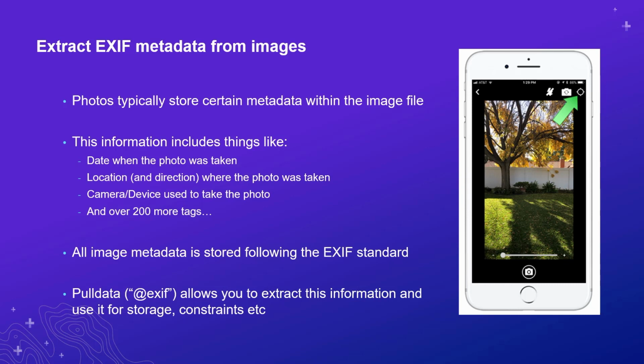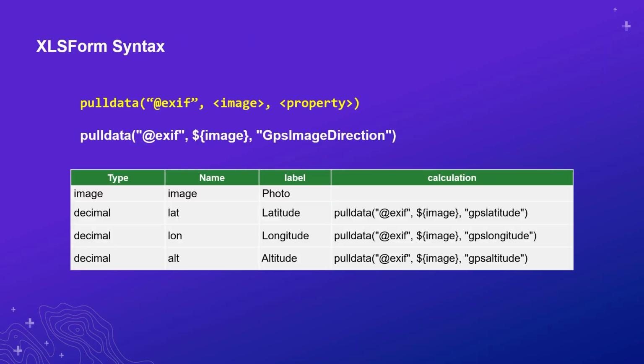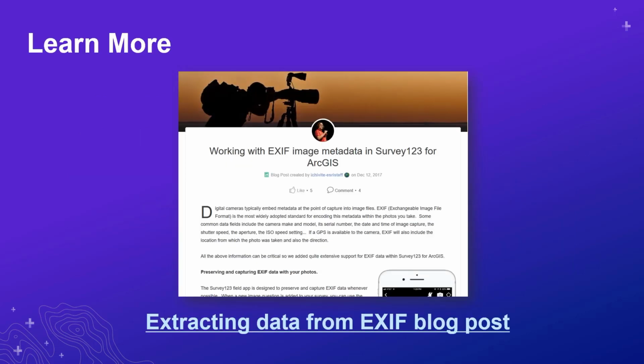Remember, if you want the location and other location-based information in your image, make sure the GPS icon has stopped flashing and has a valid location before taking your photo. Here is an example of how pulldata@exif can be used to return the latitude, longitude, and altitude of the image selected in the image question type labeled photo. If you want to learn more about extracting data from EXIF images with Survey123, please refer to the Survey123 online documentation or check out this great blog post available on the Survey123 GeoNet site.